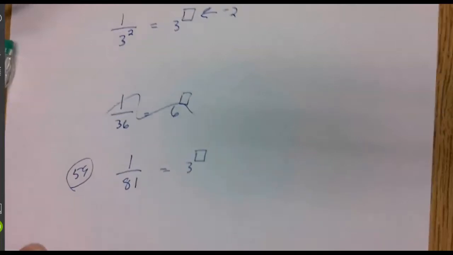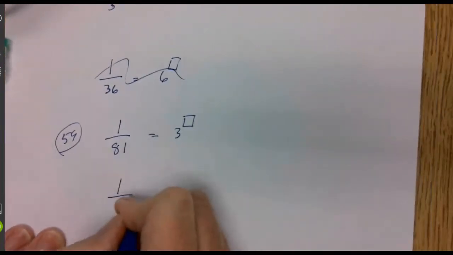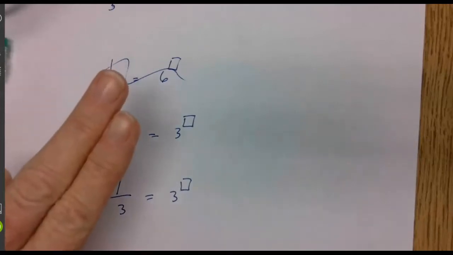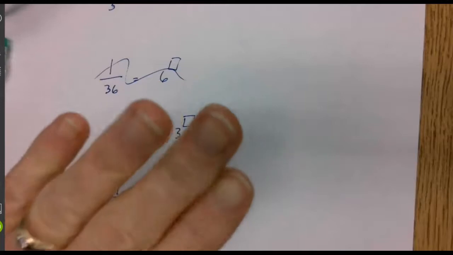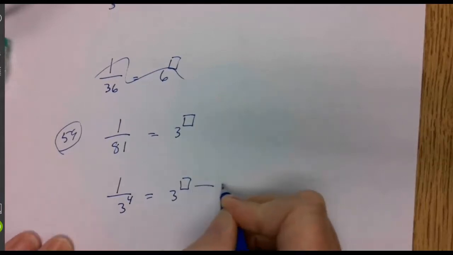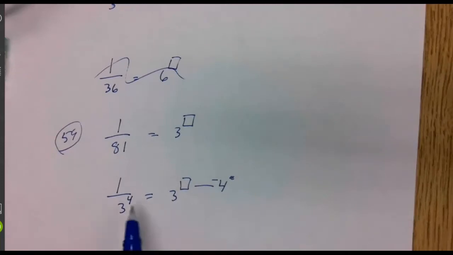And then it wants it up here. You have to write 81 as a power of 3. Okay? 81 is a power of 3. So 3 times 3 is 9. Times 3 is 27. Times 3 is 81. This is a power of 4. 3 to the 4th power is 81. So this right here is negative 4. Because I'm going from the bottom to the top, it has to be a negative 4.